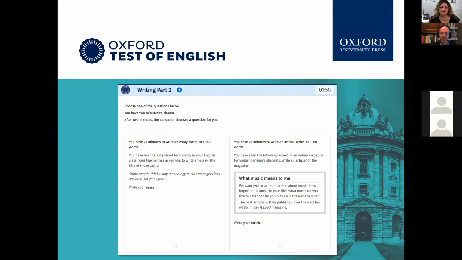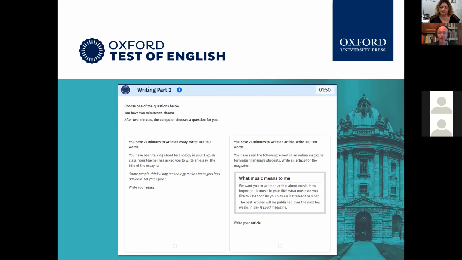Do you agree? Bueno, algunos dicen que la tecnología hace menos sociables a los adolescentes. ¿Estás de acuerdo? There you go. Now, what do you think? What's your opinion about this? If you are accustomed to explaining your opinion in English in writing, fantastic. This gives you a great opportunity to show how good your English is.